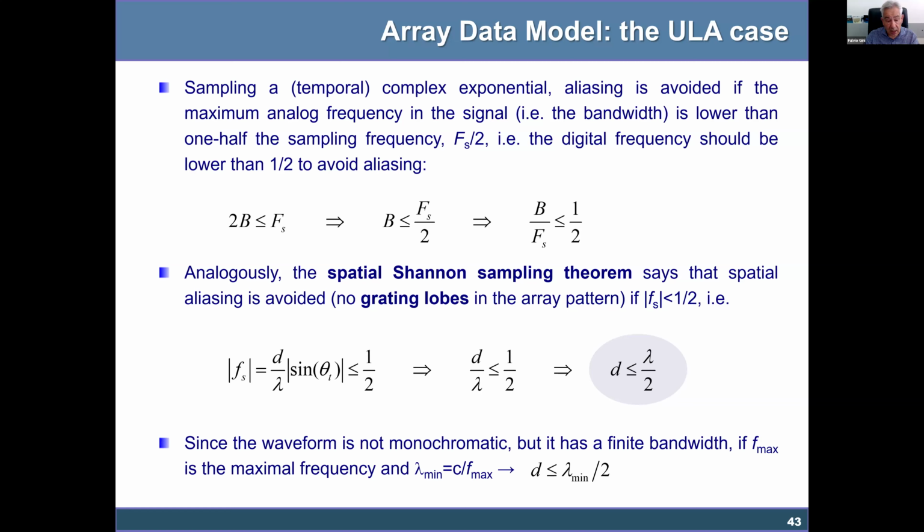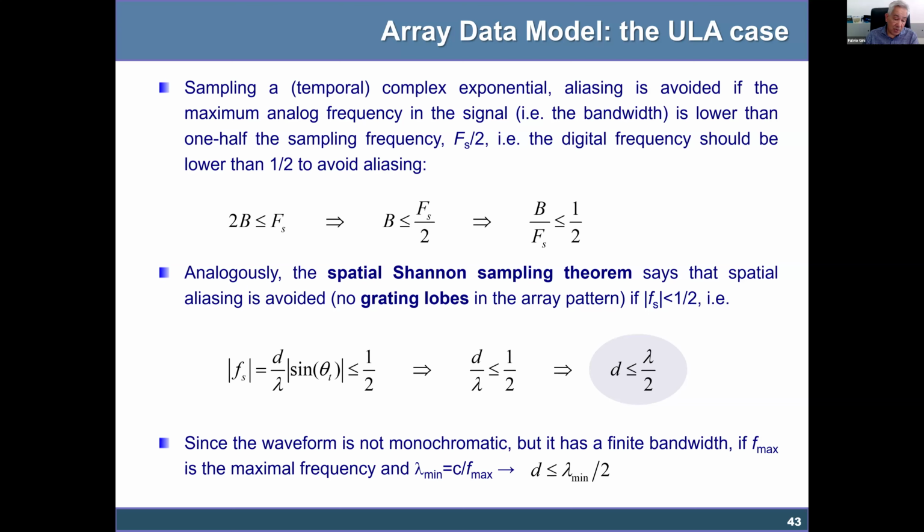Otherwise, I will have aliasing. Aliasing in space is different than aliasing in the time domain. And you will see that aliasing in space is equivalent to grating lobes in the array pattern, but we will see this later. So if I want to avoid aliasing, which is a distortion, D should be smaller than lambda over 2.